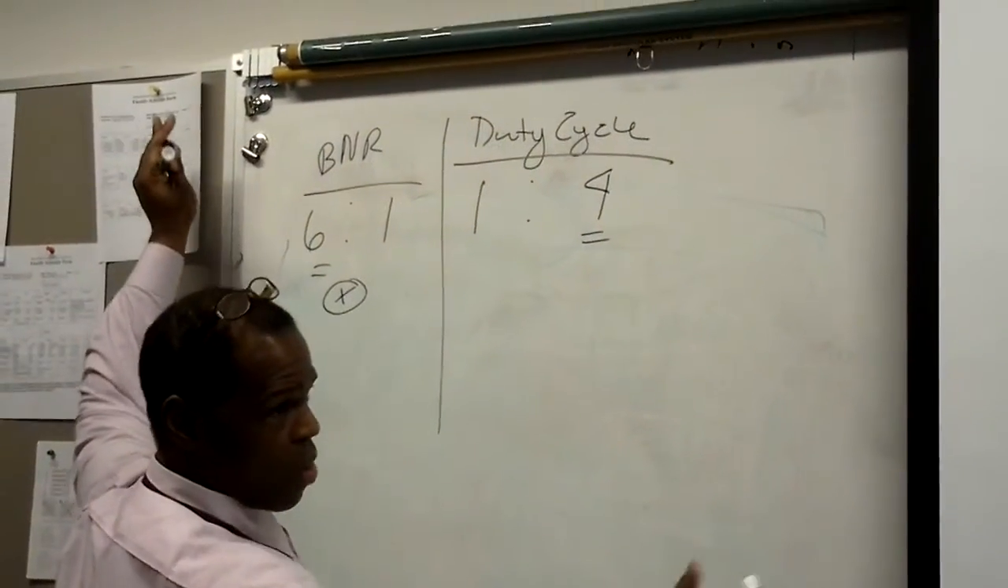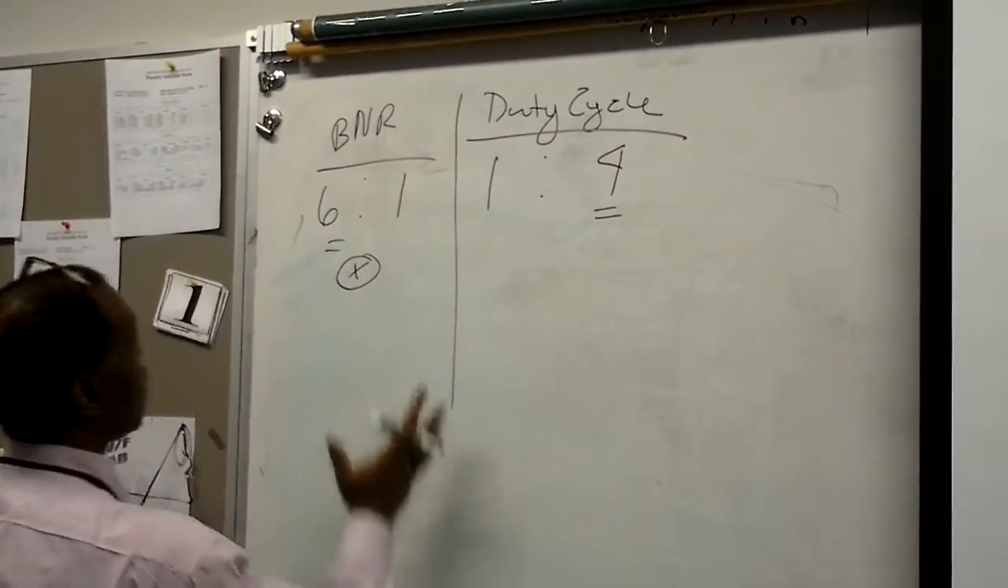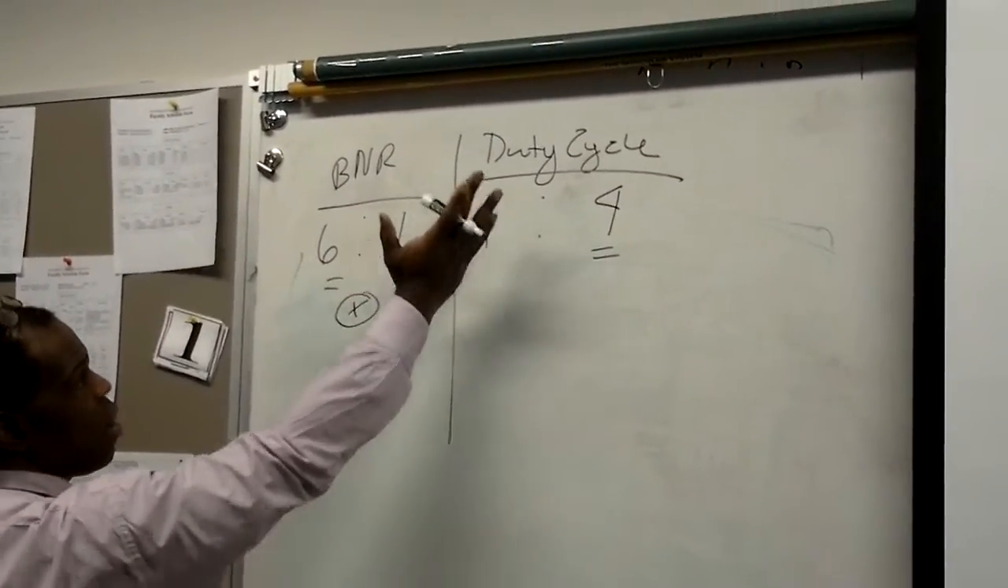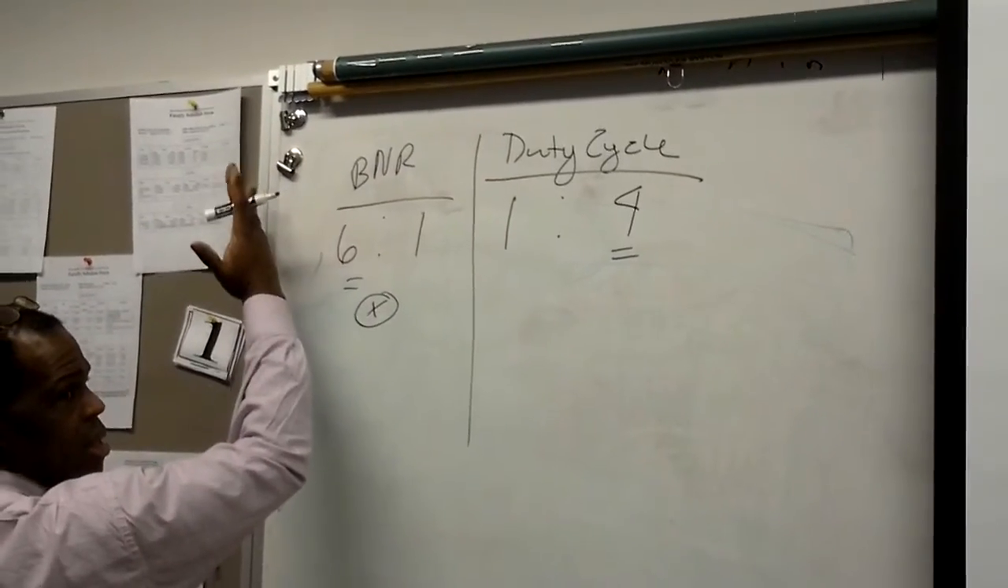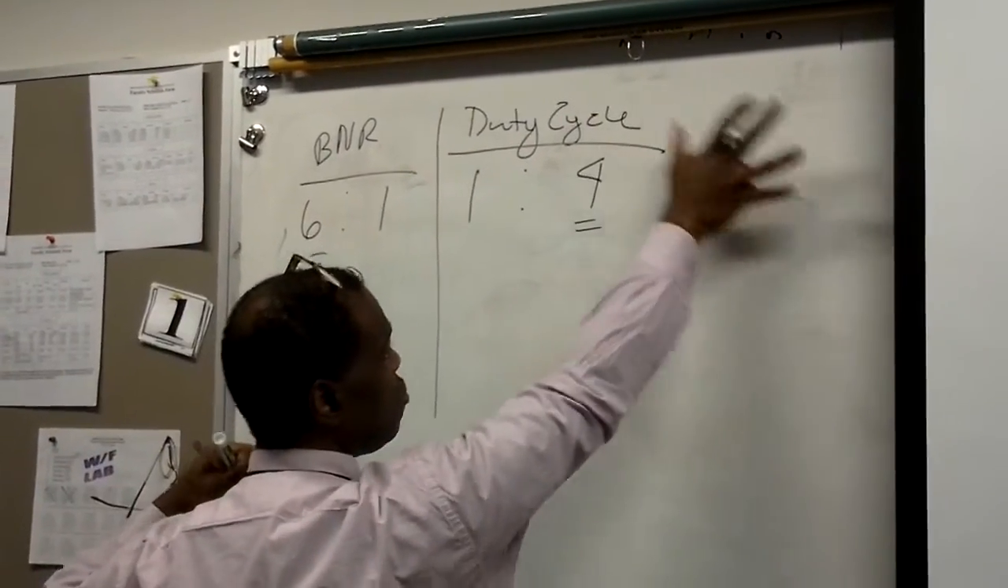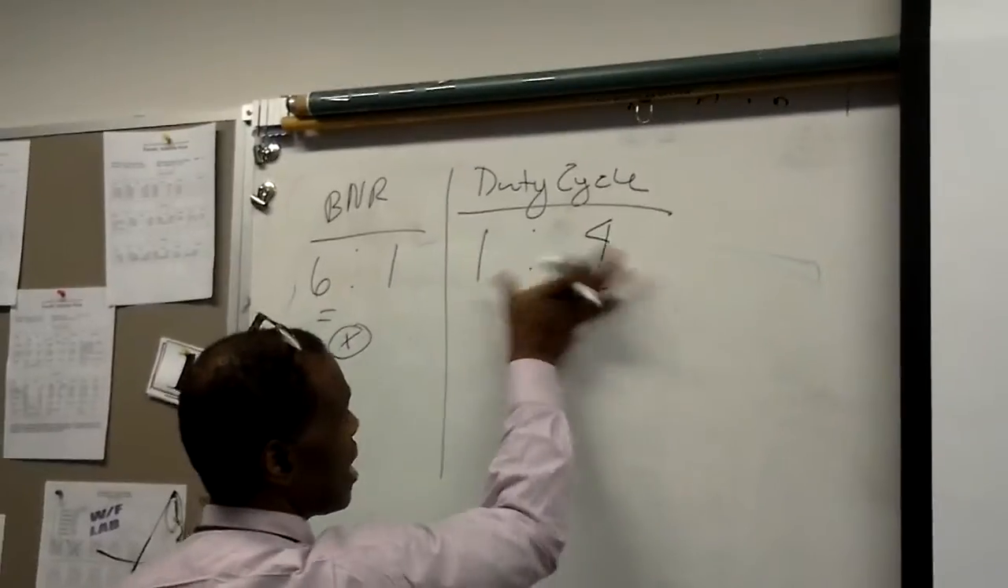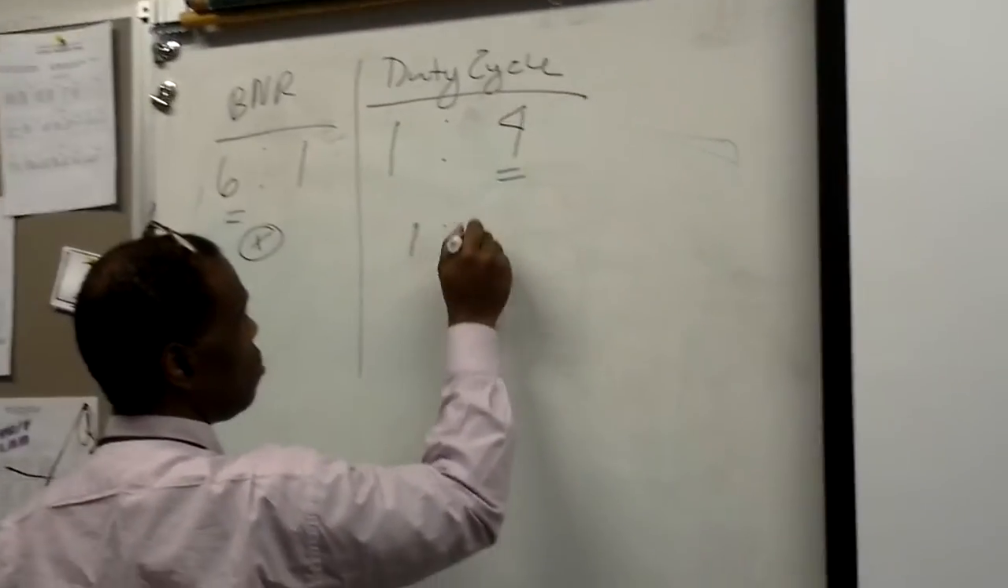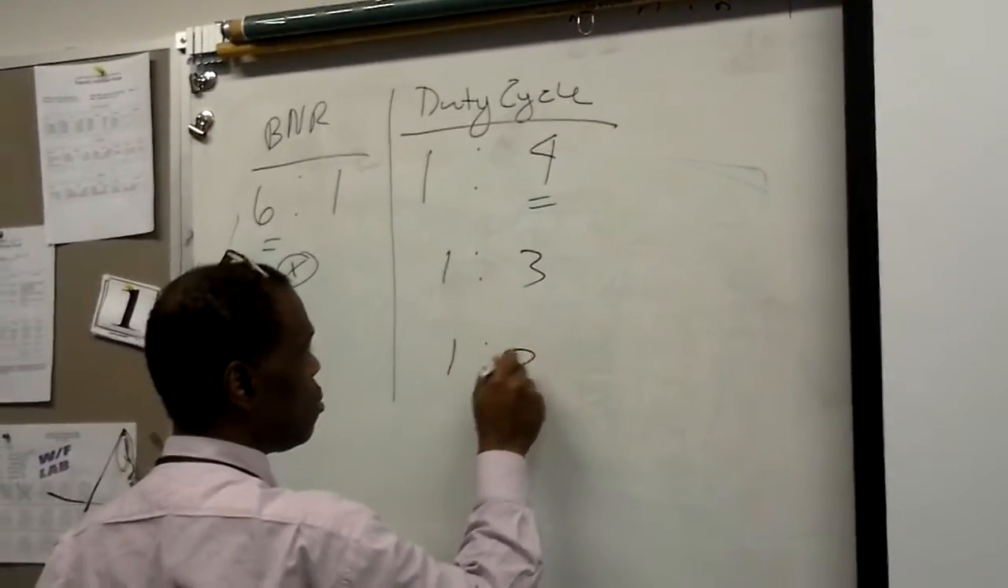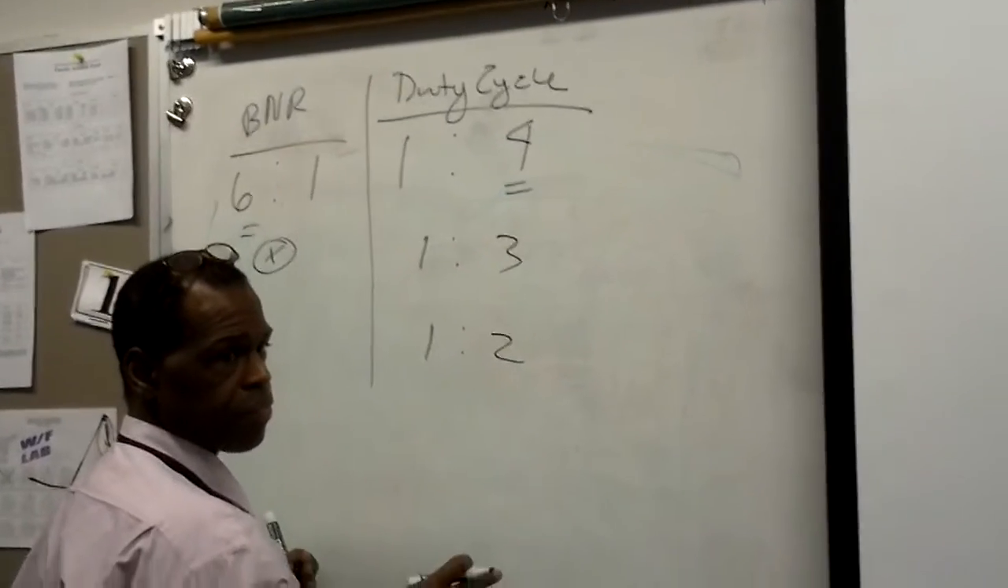My paper. Before I even look at the question, my larger number for the BNR is going to be off to the left-hand side. My larger number for the duty cycle is going to be on the right end. I don't have to have this duty cycle. I can have 1:3. I can have 1:2. That's because there's division.